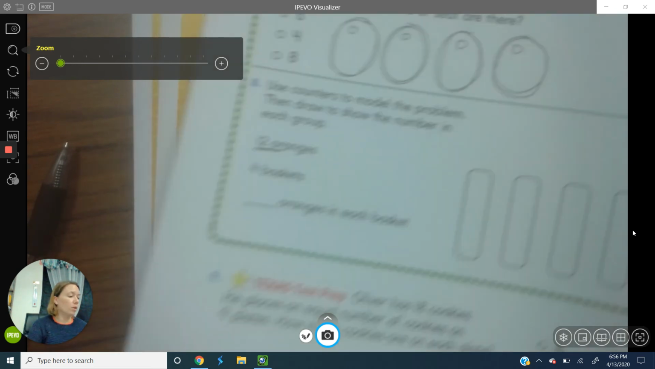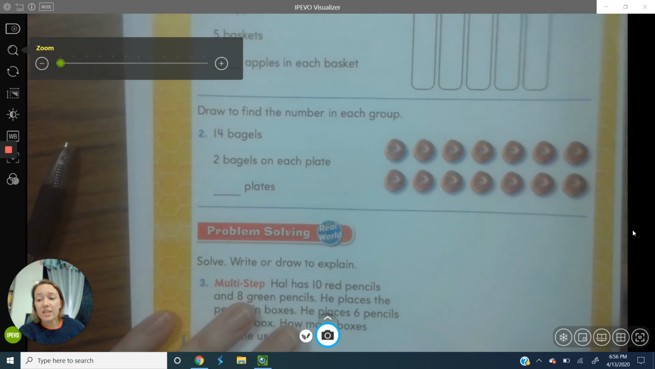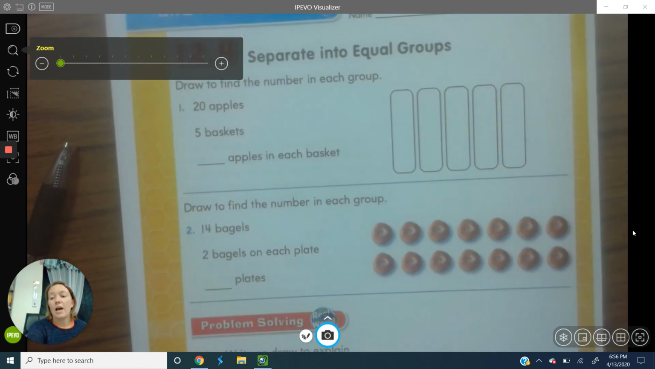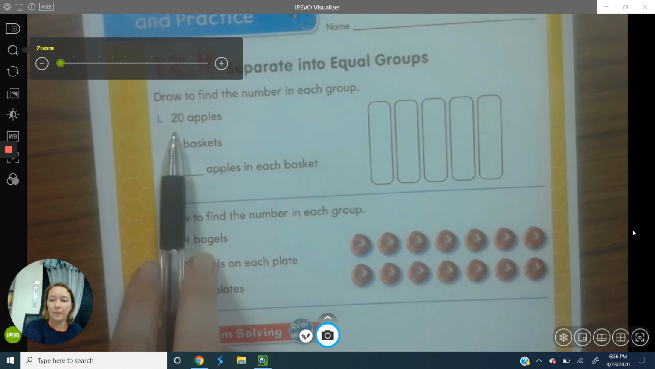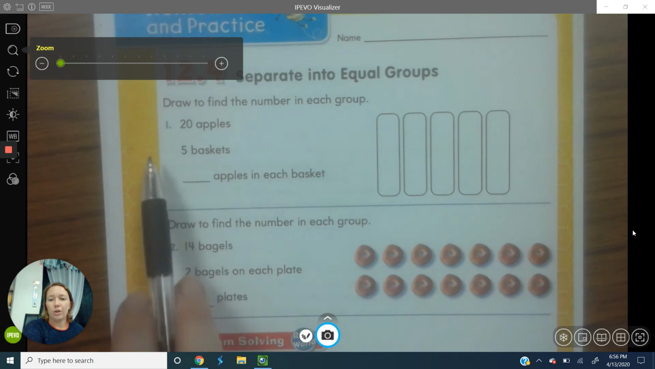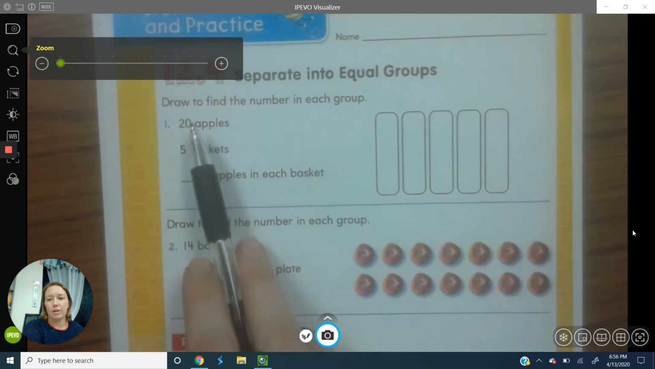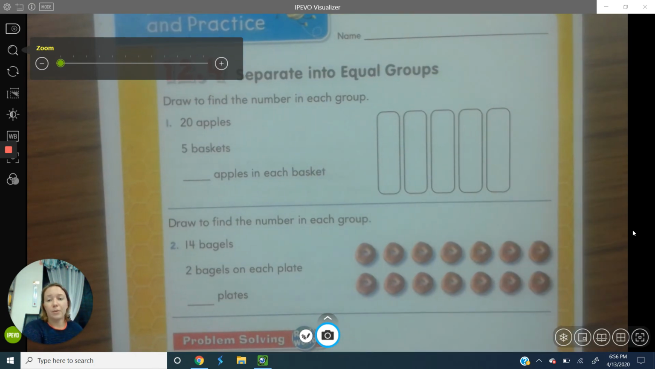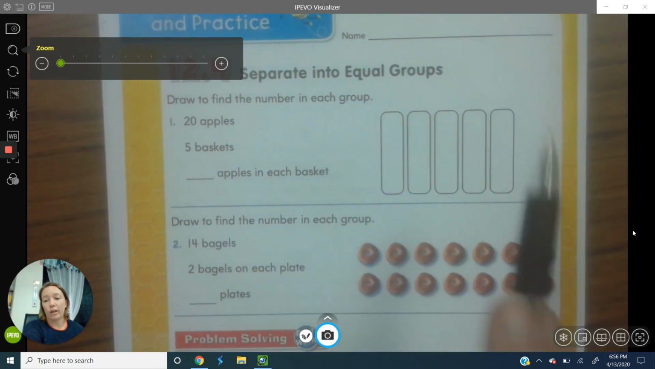All right. On these yellow sheets, I'm going to read them, but I'm not going to give you any hints, because with these yellow sheets, we just want to see how you show your comprehension, okay? All right. So number 1, you're going to find the number in each group. You have 20 apples and you have 5 baskets. They give you your baskets and your total number of apples to go in each basket if you share them equally.